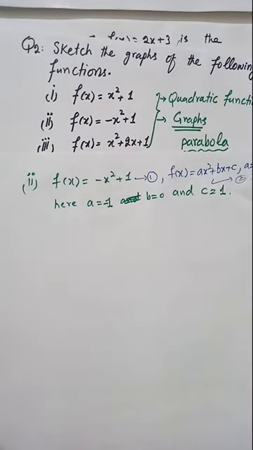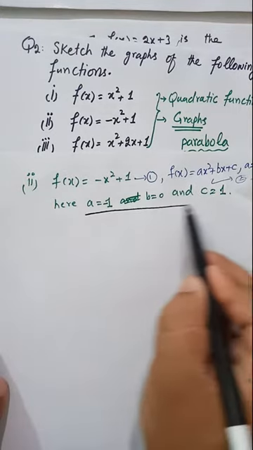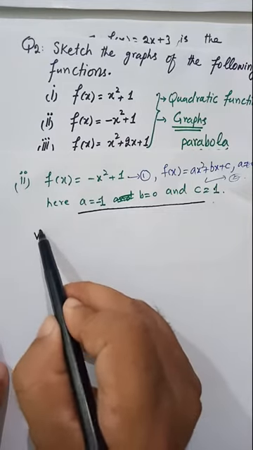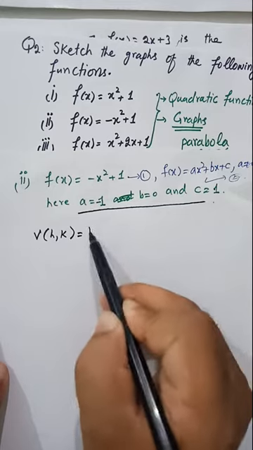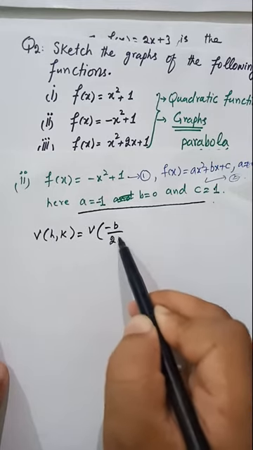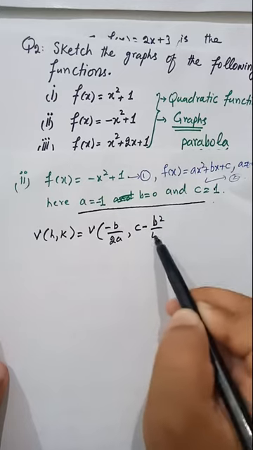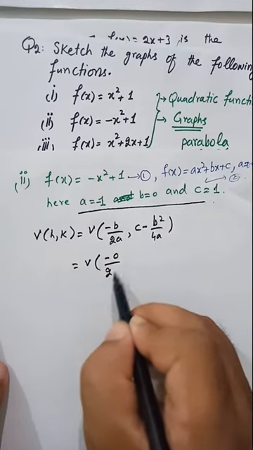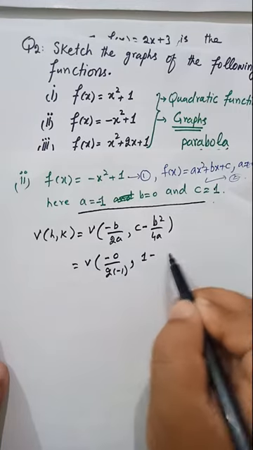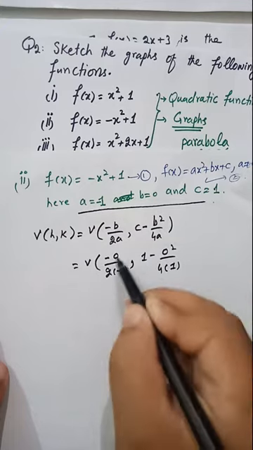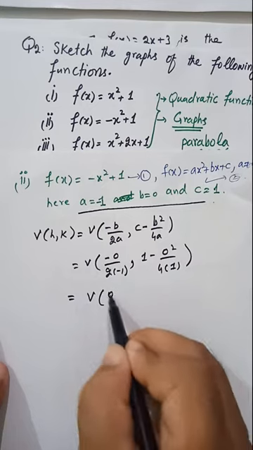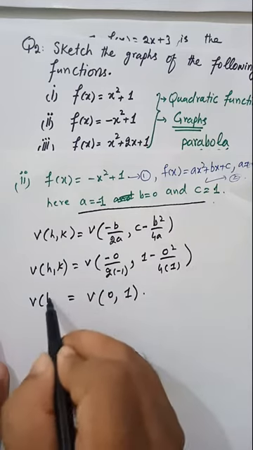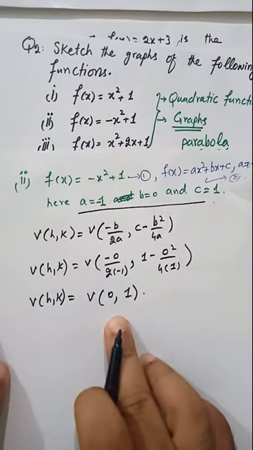So when you compare these two, you get this. Now the vertex (h, k): h is equal to minus b divided by 2a, and k is c minus b square divided by 4a. So the vertex will be minus b, which is 0, divided by 2 into minus 1, and c is 1 minus 0 square divided by 4 into 1. So 0 divided by anything you will get 0. So 0 and this is 1. So this is the vertex. This is the vertex. Okay.